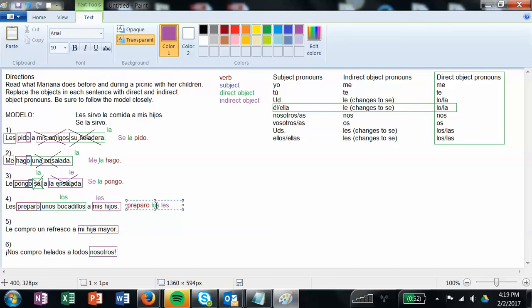Okay, again, remember that your indirect has to come first. So I'm going to move that there. And these all have to go in front of a conjugated verb. Okay, and then I end up again with my indirect and my direct both starting with an L. They don't do that in Spanish. So remember, even the plural changes to "se." So because my direct starts with an L, I have to change my indirect to "se." "Se los preparo." Okay.